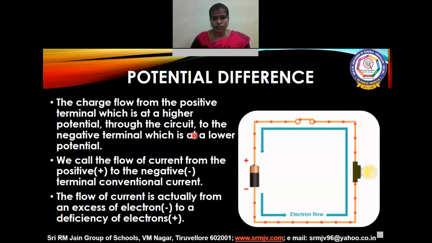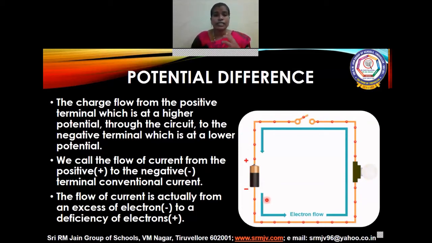I have told you that charge will flow from the higher potential to the lower potential. So in a circuit, the positive terminal we call the higher potential and the negative terminal we call the lower potential. So charges will flow from the positive to the negative. Okay, but this is conventional current. Conventionally, we say that charges are flowing from the positive terminal to the negative terminal.